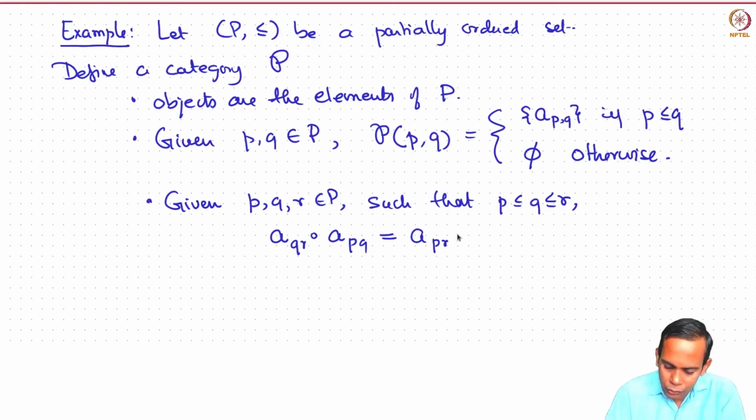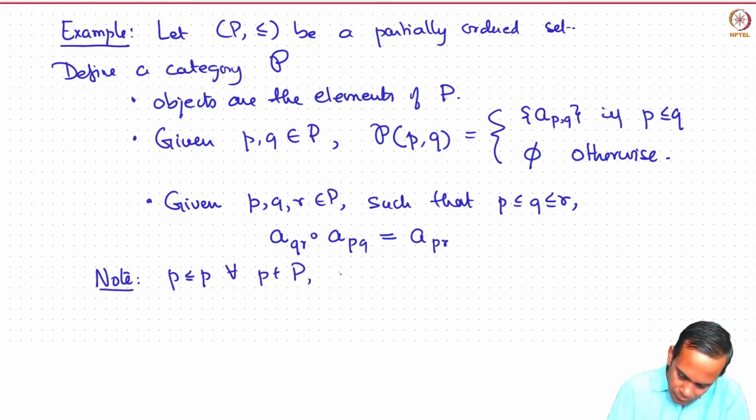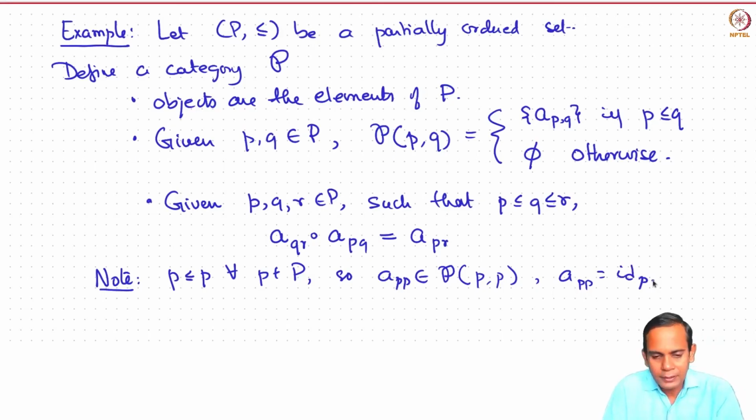And of course, note that in a poset, P is less than or equal to P for every P in the poset P. So there is A PP in script P, and A PP is the identity of P. With this, you can easily check the axioms for a category are satisfied.